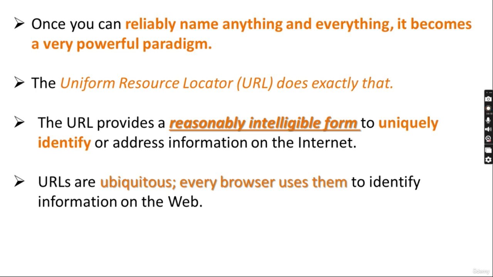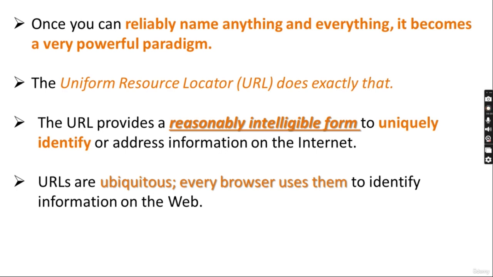Once you can reliably name anything and everything, it becomes a very powerful paradigm. The Uniform Resource Locator, URL, does exactly that. What you have to do is just give the Uniform Resource Locator, or address. That address will find the file and it will be loaded on your PC.